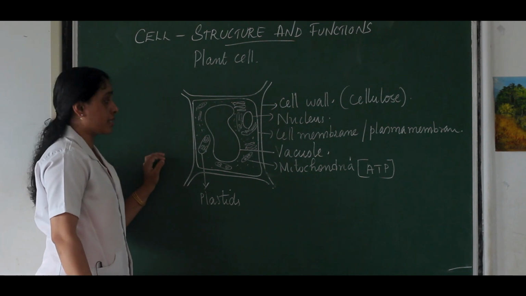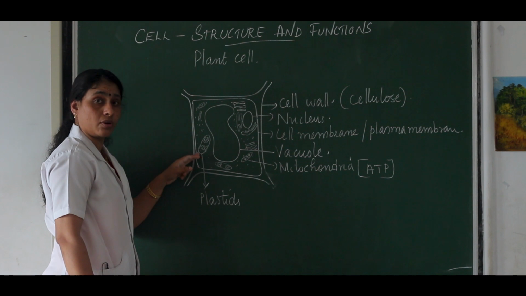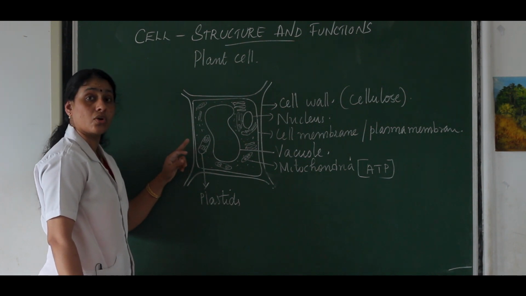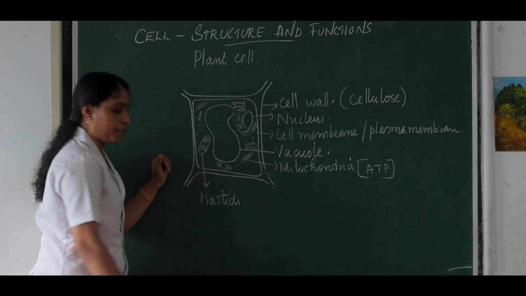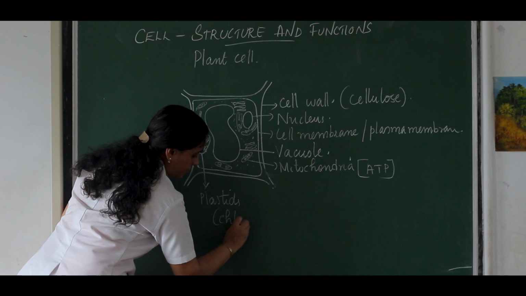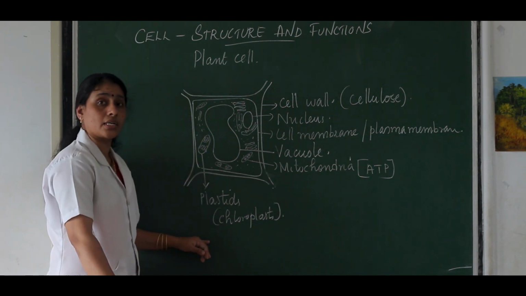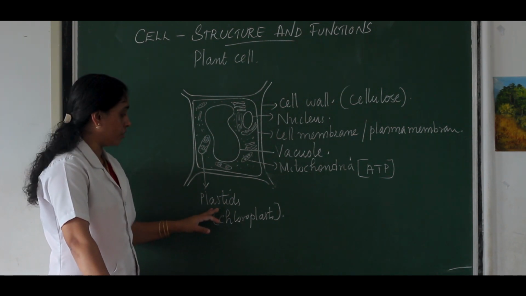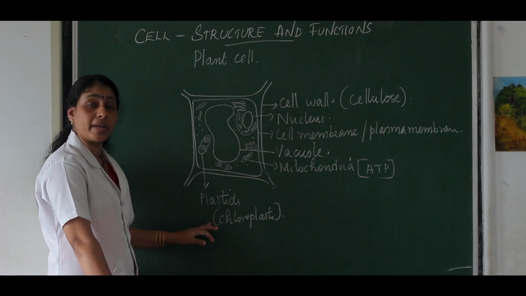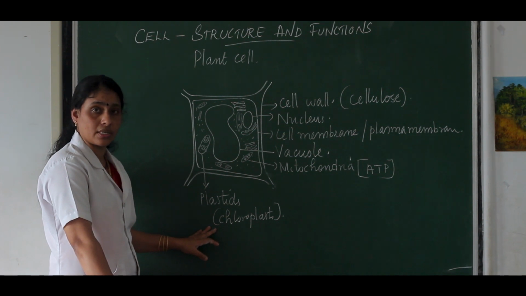Plastids can be seen inside the cytoplasm, and the plastids which contain a green pigment known as chlorophyll are known as chloroplasts. Chloroplasts are the plastids which contain the green pigment called chlorophyll. Their main function is to synthesize food, helping with photosynthesis. That is the main function carried out by plastids.